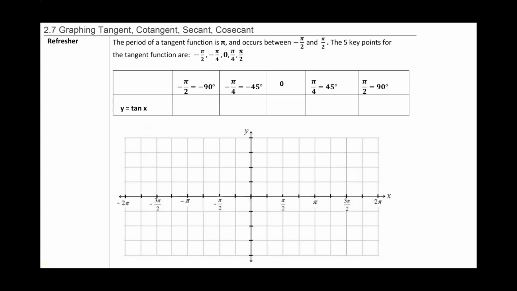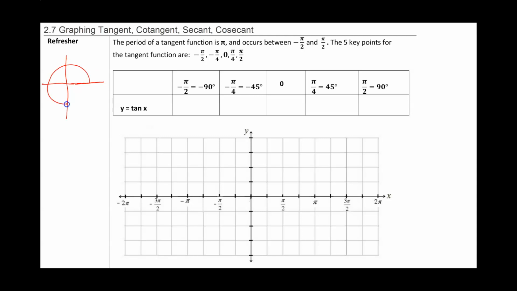In this section, we will learn about the 5 key points of a tangent function and graphing the tangent function. So for a tangent function, the period is pi, which means it takes pi radians to complete one cycle and occurs between negative pi over 2 and pi over 2.